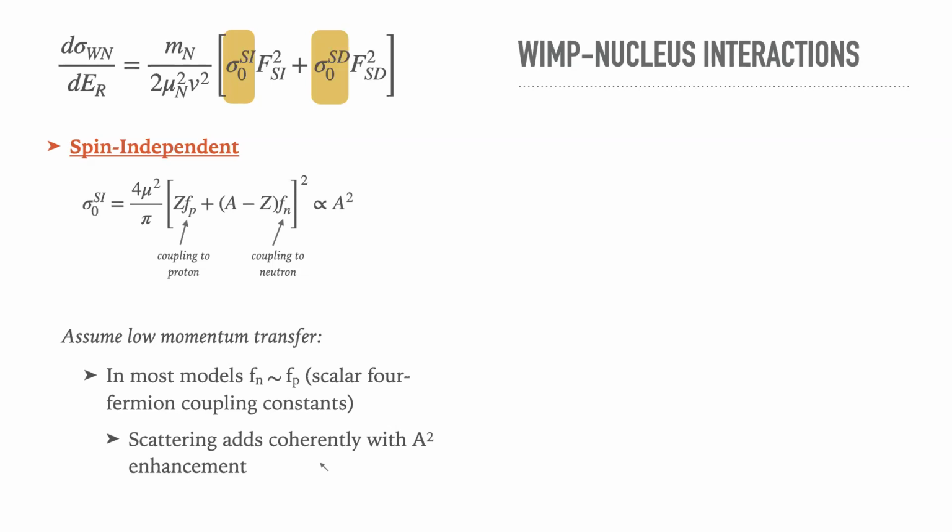And in most models, f sub n and f sub p for the neutron and the proton are similar in magnitude. So the scattering adds coherently with A squared, and that's where you get your A squared enhancement, because these two terms are essentially the same.